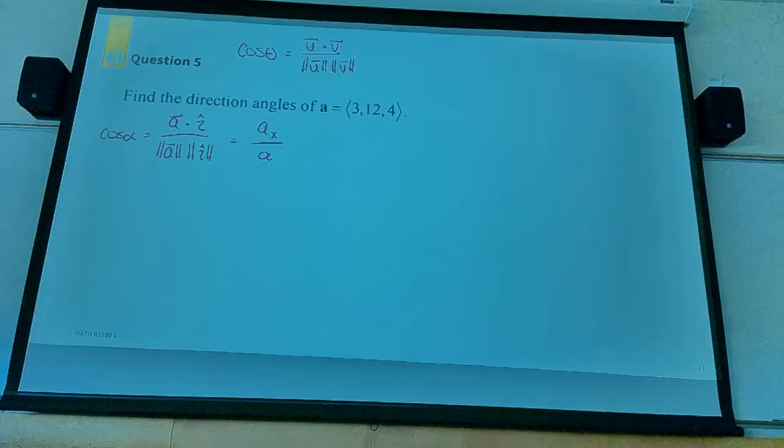What does beta measure? Y. So it'd be A dot what? J hat. What happens when you take a vector and dot it with j hat? You get the y component. What's the magnitude of j hat? 1.